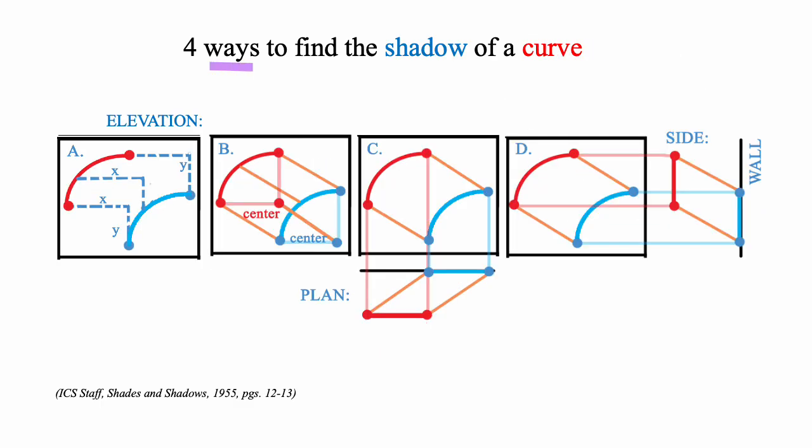Let's use these 4 ways now to find the shadow of a curve on a wall. So here's the curve, and we're trying to find this shadow. If we know x and y, we can pick a few points on the curve and find its shadow on this curve. If we know the light ray direction, we can draw those.